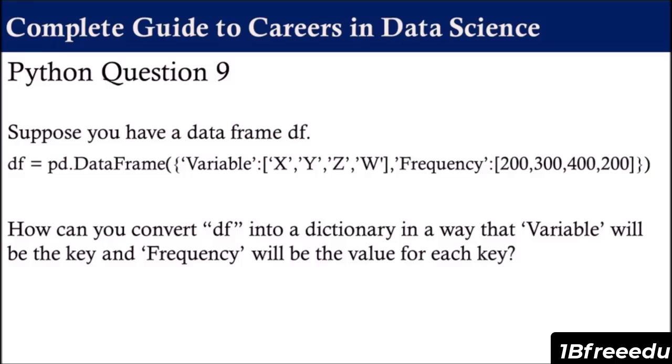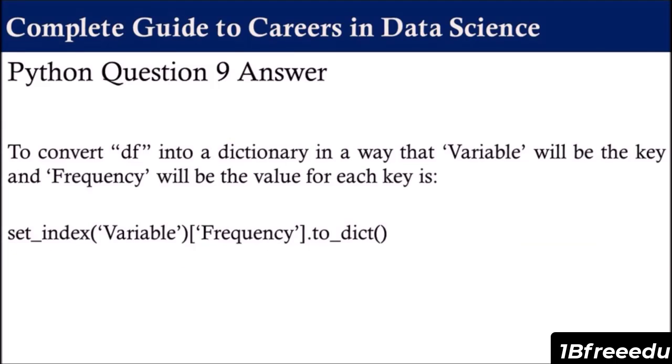The ninth question in Python is, suppose you have a data frame df which has 4 variables and the frequency for these variables. How you can convert df into a dictionary in a way that variable will be the key and frequency will be the value for each key. Let's have a look at the answer. To convert df into a dictionary in a way that variable will be the key and frequency will be the value for each key is as shown here. Best of luck. I will see you at the next question.